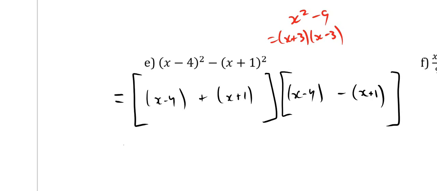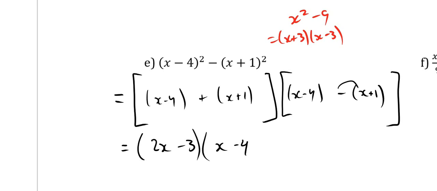And are we done? We're not done. We have to simplify this. Don't stop there. Don't expand in the end, because the whole point is factor, but we certainly want to simplify what's in the brackets. So this is x minus 4 plus x plus 1, so that's going to be 2x minus 3. And x minus 4, I'm going to do this in 2 steps, but if you could do this in your head, you could do it in 1.